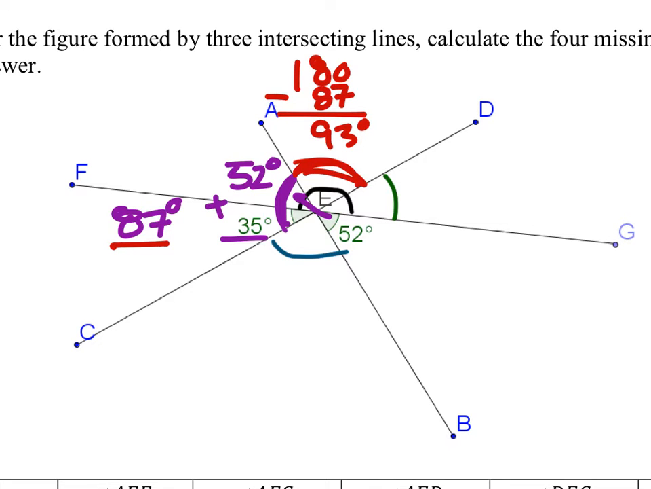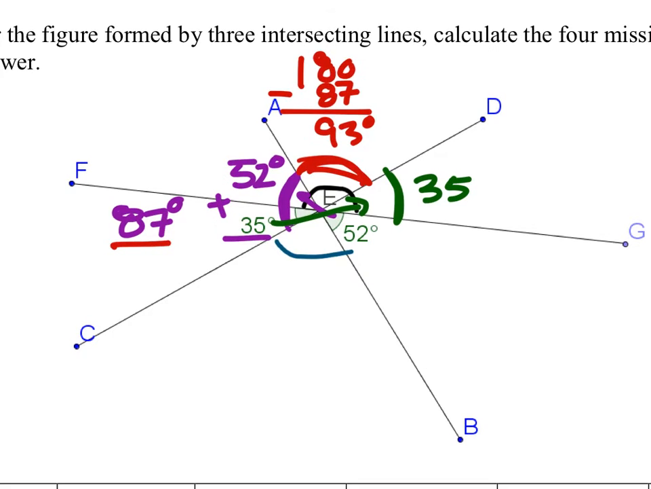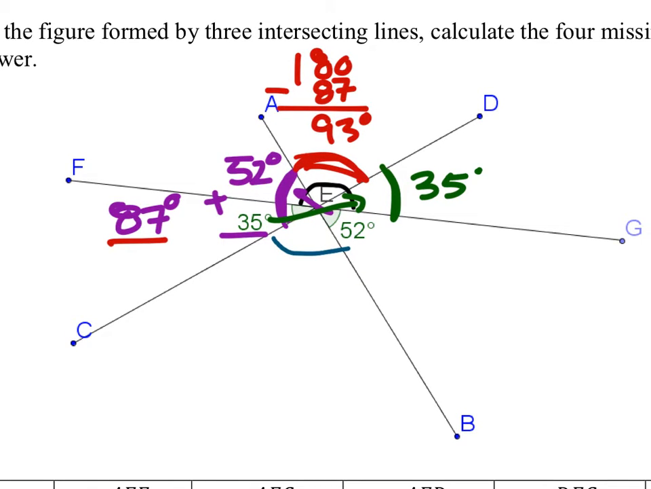Alright, what about the green one? Right here, this one is vertical. Angle DEG is vertical with the 35 degrees, so it also has to be 35 degrees. And then we've got the gray one, CEB, which is vertical with the 93 degree angle.